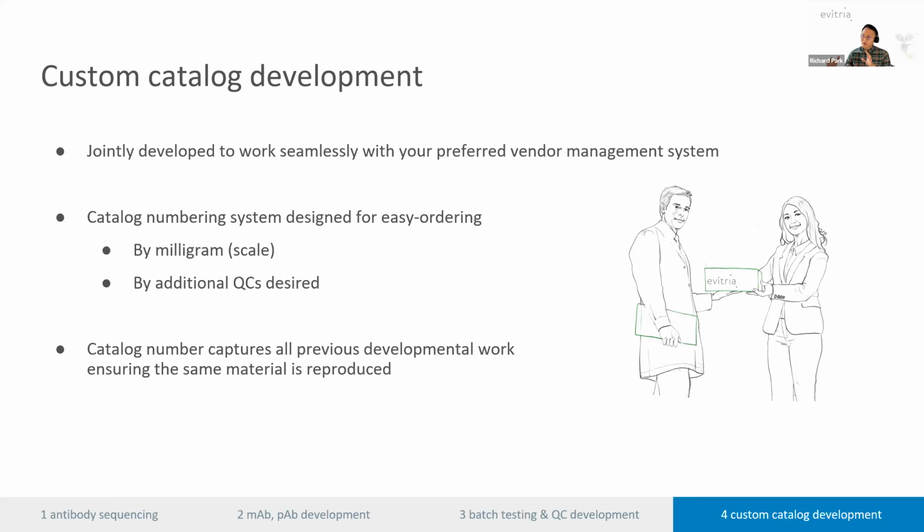and all of the expectations is boiled down into a catalog number so that the ultimate users know that if they have a catalog number that they give to their procurement team, they will get that material within a couple of weeks exactly how they expect it to behave. And so all of these catalog numbers capture the previous developmental work and ensures that the material day 1 is the same as material day 100.